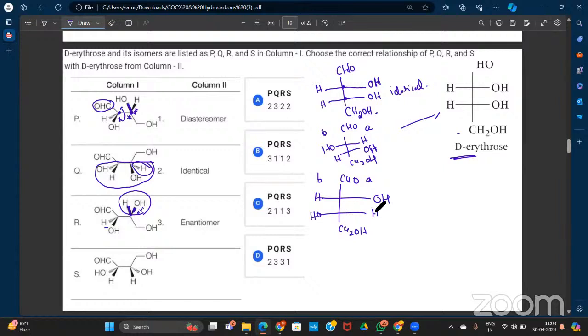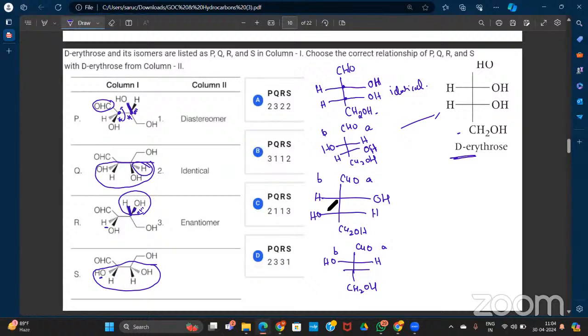And now moving to the last one, the Fischer projection. CHO, CH2OH. Now you have it on the same side. So do you want to tilt it? No, no need of tilting. Just write below and above. So below you have OH, hydrogen, and here below you have OH, hydrogen. Okay, fine.